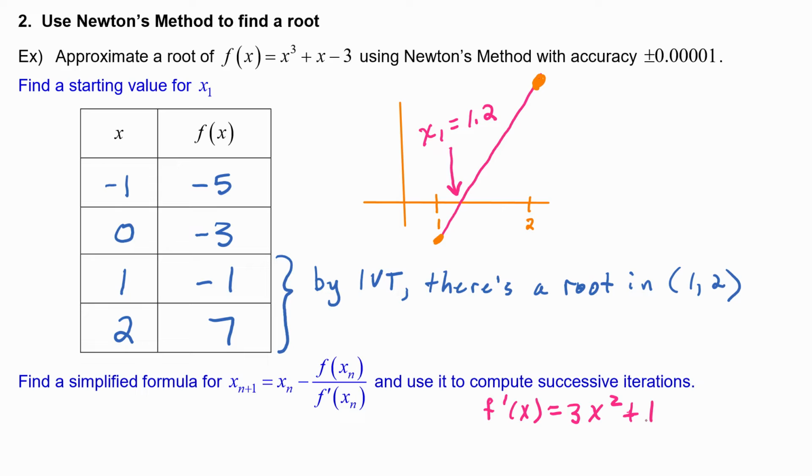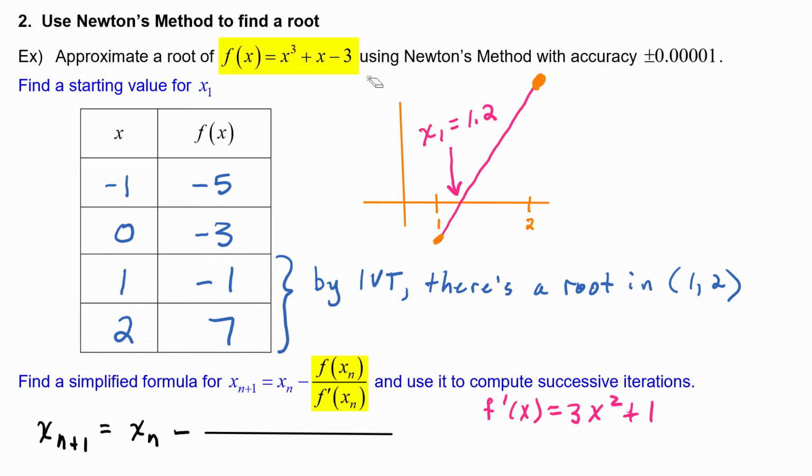So now let's work on finding our simplified formula. We get x_{n+1} has to equal x_n minus, now we're going to make a rational expression here where f of x_n is in the top and f prime of x_n is in the bottom.